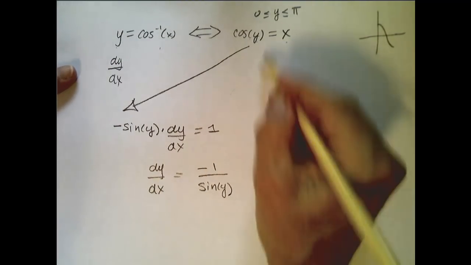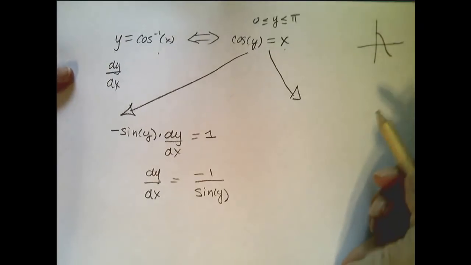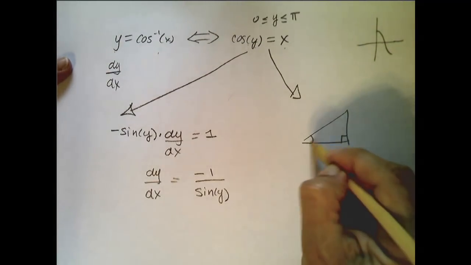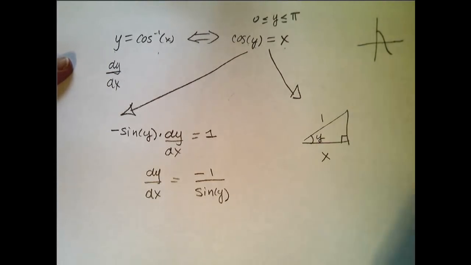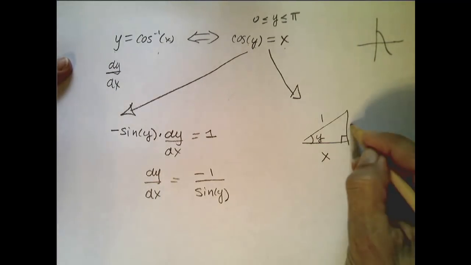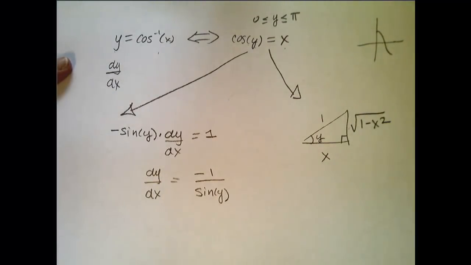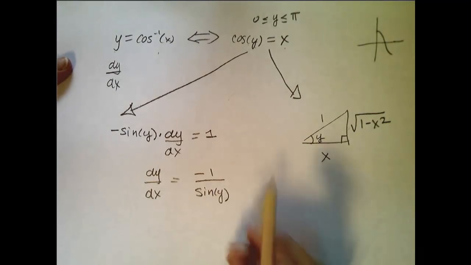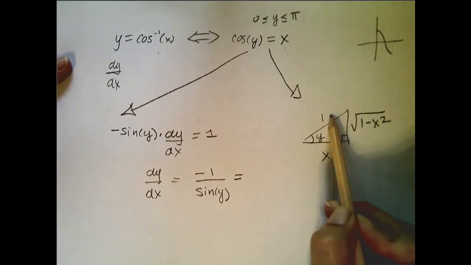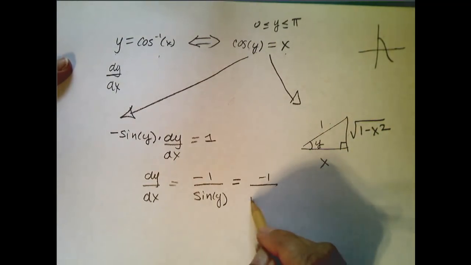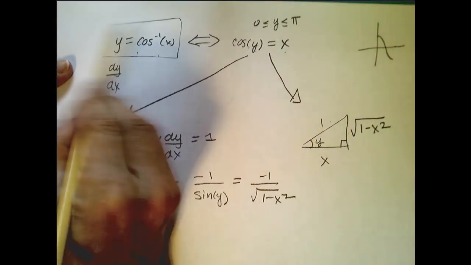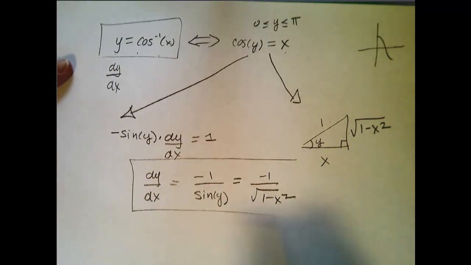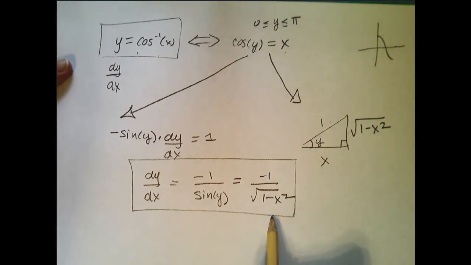Now, just like before, I'm going to create a triangle based on cosine of y equals x. Make my right triangle. My angle is y. So cosine of y equals x means that that's the triangle that is formed. And this piece right here is the square root of 1 minus x squared. So I can write sine of y, which is opposite over hypotenuse, in terms of x. So if y is equal to cosine inverse of x, then dy/dx is equal to the negative of 1 over the square root of 1 minus x squared.